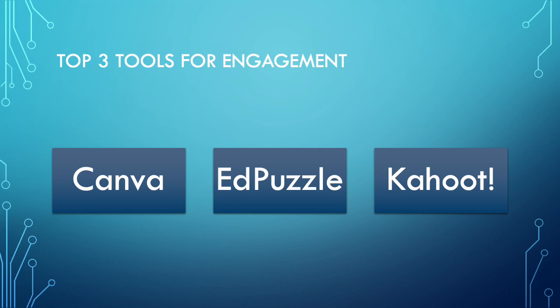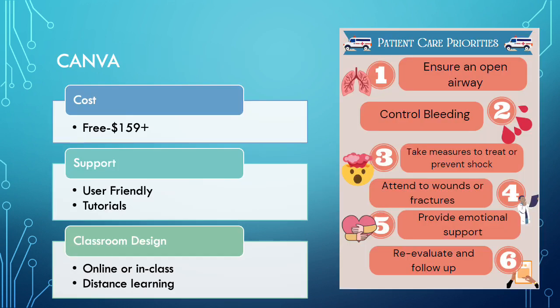Three tools that I have personally found to be good for engagement are Canva, Edpuzzle, and Kahoot. The first technology I'd like to talk about is Canva. Assignments that use Canva can make the learner more engaged by letting them be more creative.